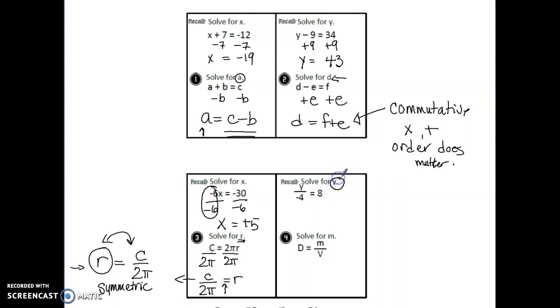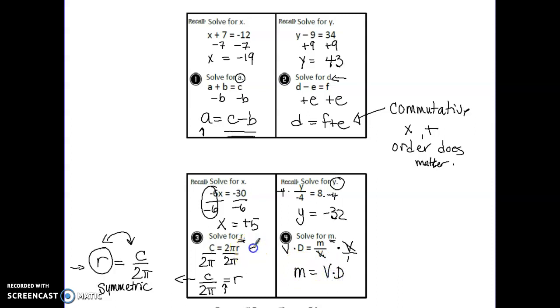Okay, when we're dividing, we solve for y, and we've always said get rid of the fractions. So I have to get rid of that denominator. It's division, so I'm going to multiply both sides by -4. That means I have y equal to -32 in this case. The same holds true for m. It's divided by v. I am going to have to multiply both sides by v to isolate that variable by itself. So then I have m equal to v times d.